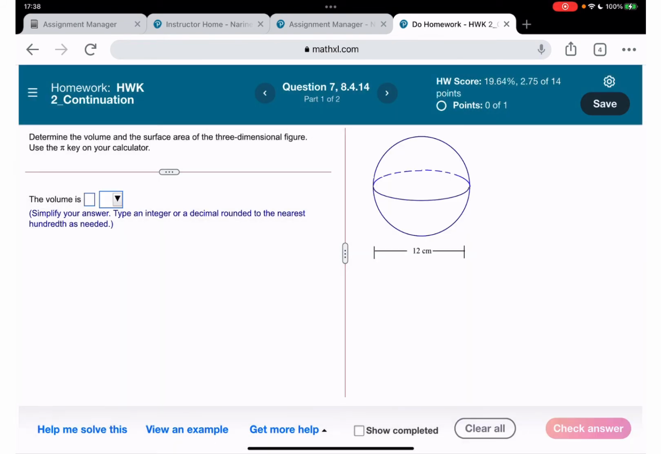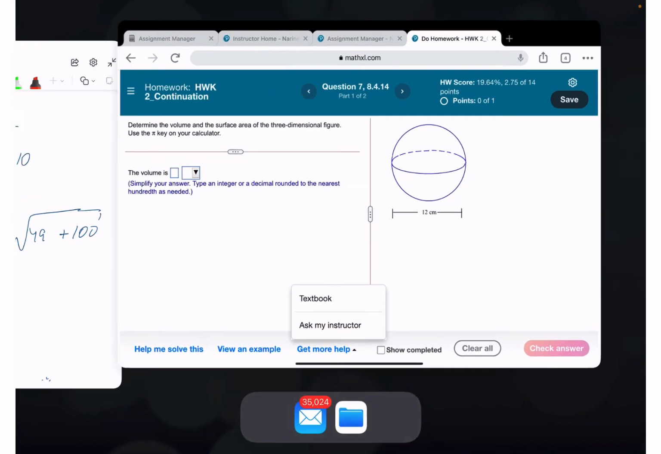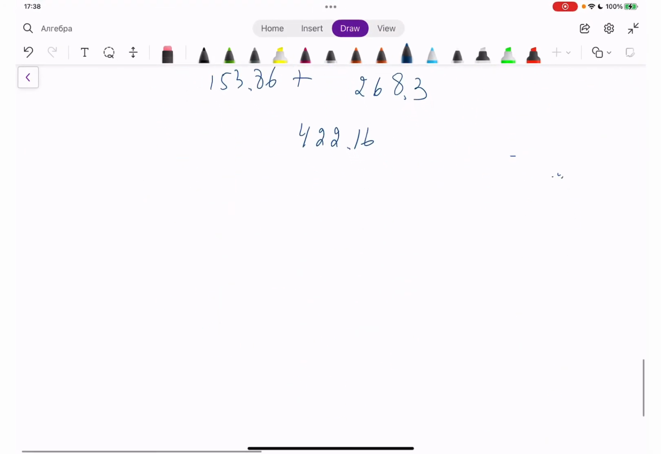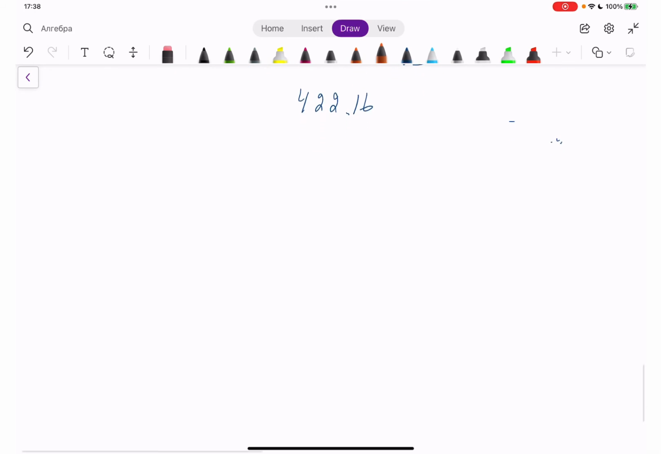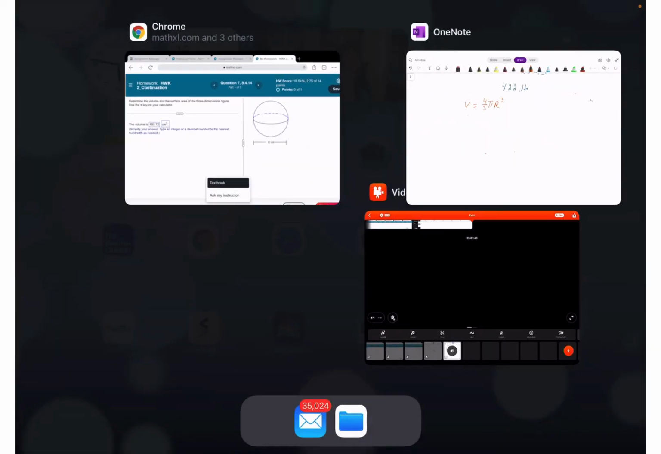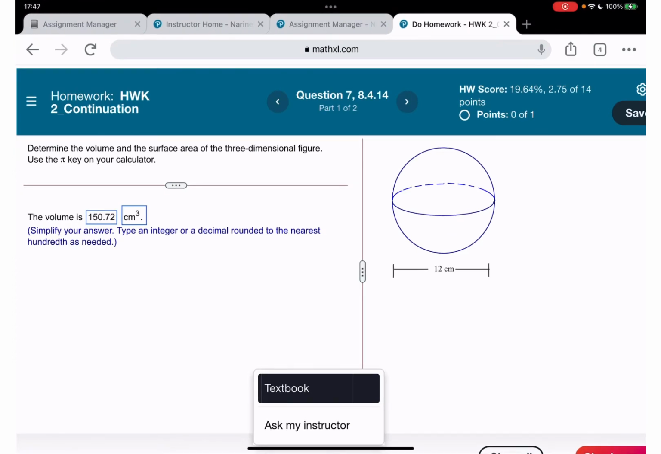Moving to question number 7. Okay, we are going to find out the volume of a sphere. What is the formula for volume of a sphere? The formula for volume of a sphere is 4 over 3 pi r cubed. So all we need is the radius. How much is our radius? 12, okay?